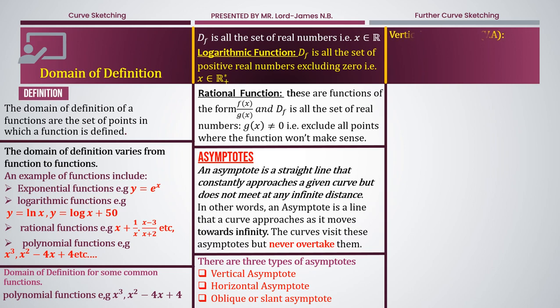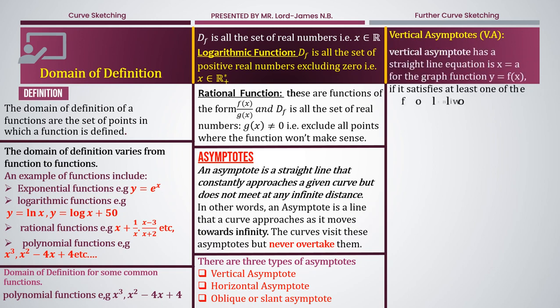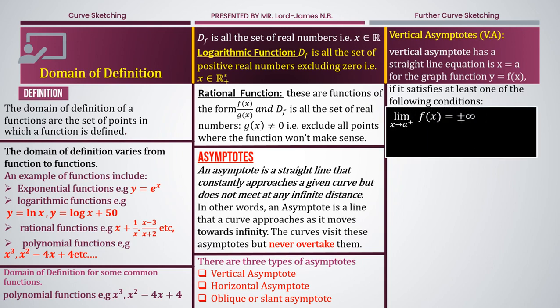So let's begin with the definition of a vertical asymptote. What is a vertical asymptote? We can abbreviate it as VA. A vertical asymptote has a straight line equation of the form x equals a for the graph of a function y equals f of x, if it satisfies at least one of the following conditions. So what are the conditions?